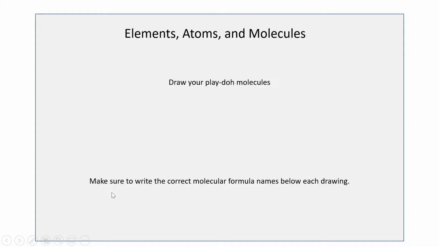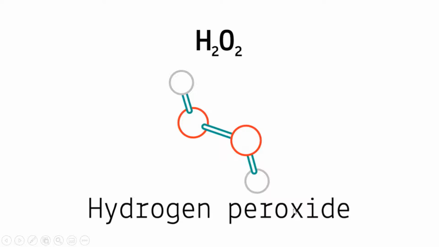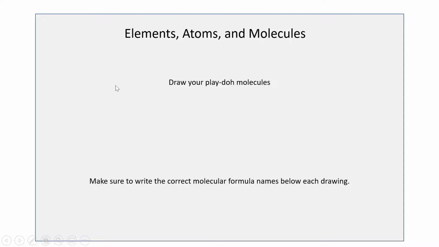Oh, I also want you to get out your white piece of paper, and on your paper, I want you to write at the very top, elements, atoms, and molecules. This is where you are going to draw your molecules. You just did hydrogen peroxide. After you construct your hydrogen peroxide molecule, you should be able to draw it on your sheet right here.